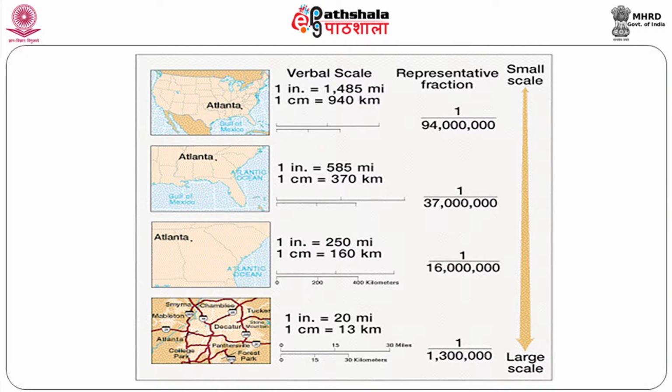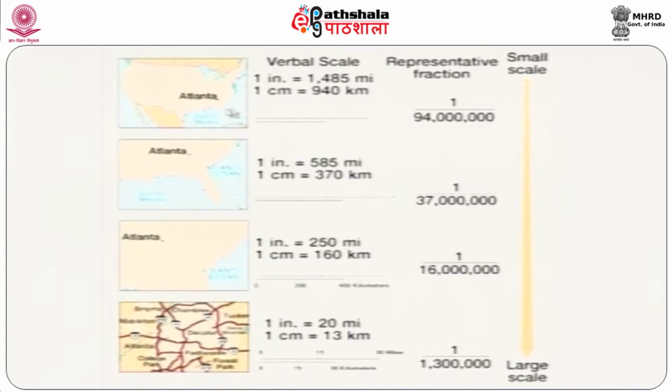Now, you can see how the entire Atlanta city is shown in one slide, indicating small scale to large scale. Of course, this is 94 million, 37 million, 16 million and 1.3 million. So, this is how it varies. Once I start, I want to show the entire Atlanta. This is the scale. I cannot show it in a larger scale. A part of Atlanta, I zoom in and finally end up here, where I have 1 centimeter equal to 13 kilometers as the scale.